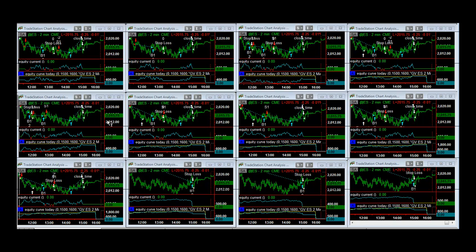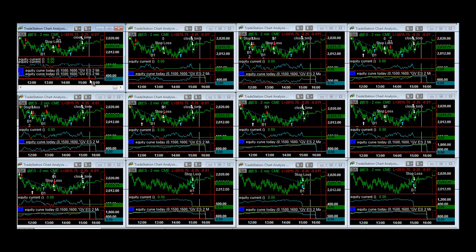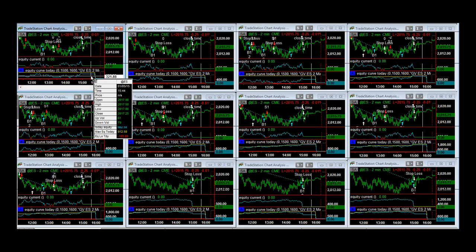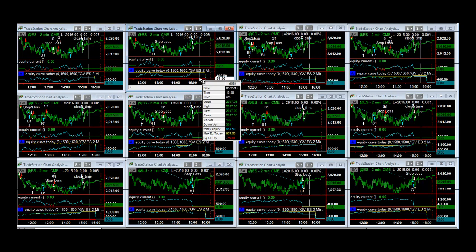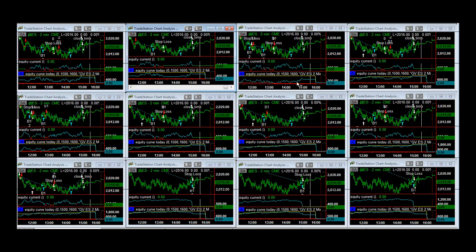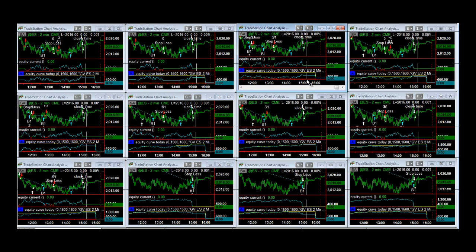Now we can look at these systems down here. You can see this one, equity curve today, tells me how much this system has done through the day. And I can put the cursor over here and it'll tell you that we did 662.50. This one did 687.50. Over here we had one that did 500. Let's drop down to this one.